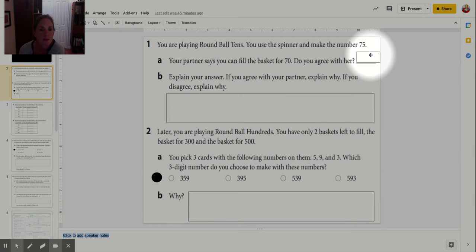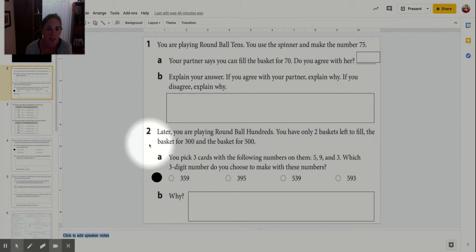B says, explain your answer. If you agree with your partner, explain why. If you disagree, explain why. So you're going to be typing some words in this box. You can pause and go do this work on slide 2 and then come back and unpause, or you can just listen to me the whole way through.